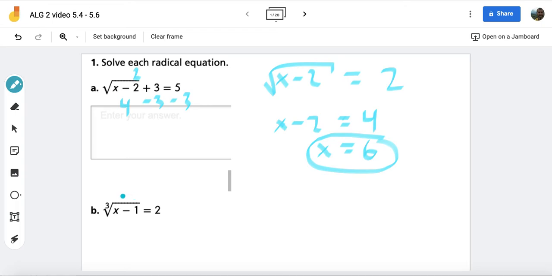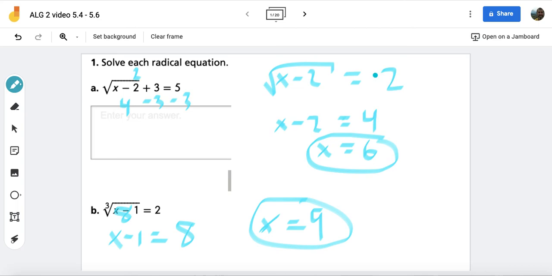Here we go. The cube root's already isolated, so I can just cube both sides. When I cube the left-hand side, I get x minus 1. When you cube the right-hand side, 2 cubed is 8. And then it's just one more step. Add 1 to both sides. So x is 9 is the answer I'm getting. Now let's see if that works. 9 minus 1 is 8. And the cube root of 8 is 2. So yeah, that works. Maybe extraneous solutions don't show up until the next example.